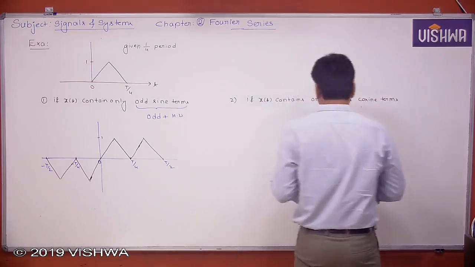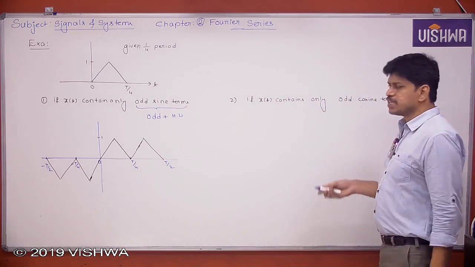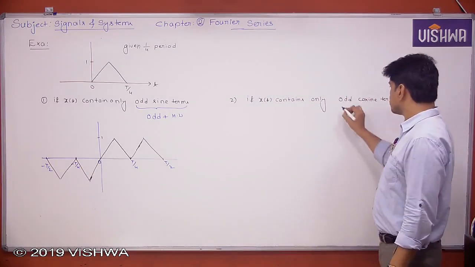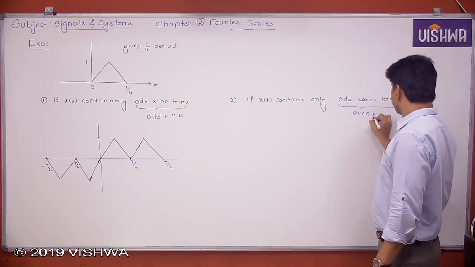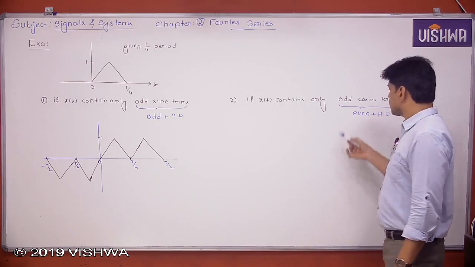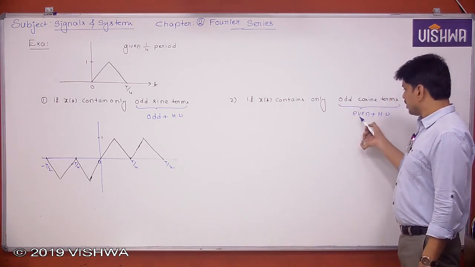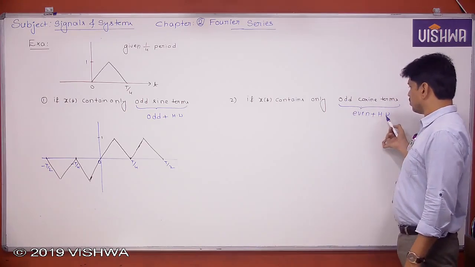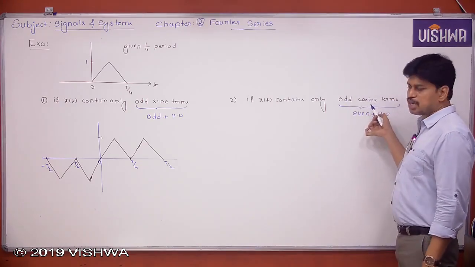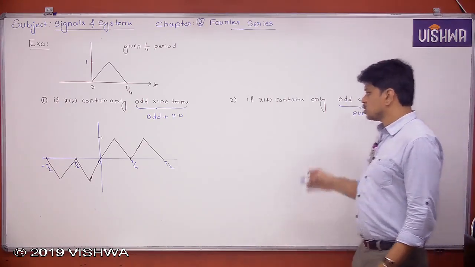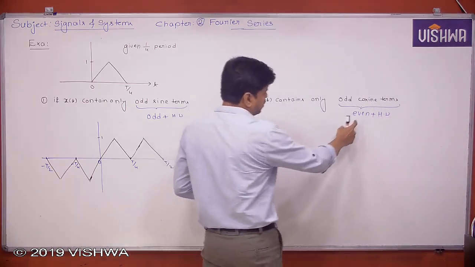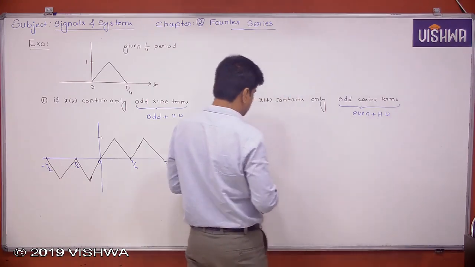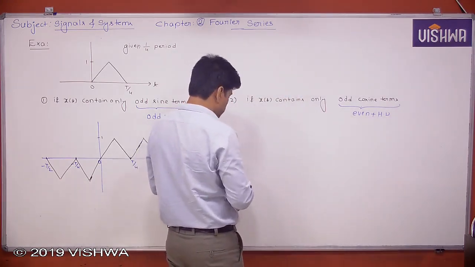Next, coming to odd cosine terms. If it has odd cosine terms, what kind of symmetry is it exhibiting? It is even plus half wave. How? Cosine terms mean even. Odd cosine terms are odd harmonics, which means half wave symmetry. So we have to draw the total period making sure it has even symmetry and half wave symmetry. Let's see how we can draw this.